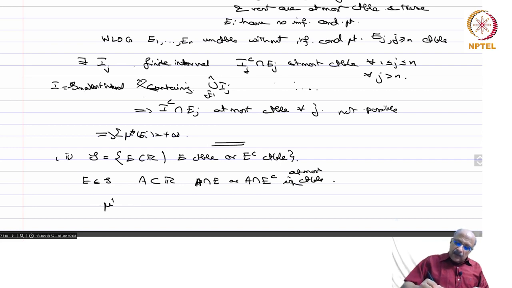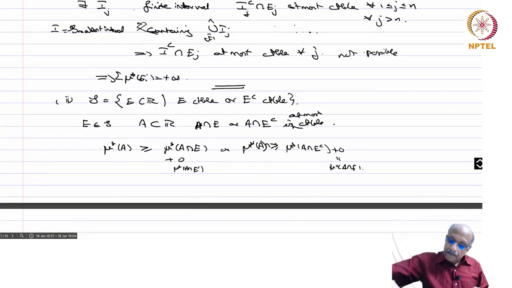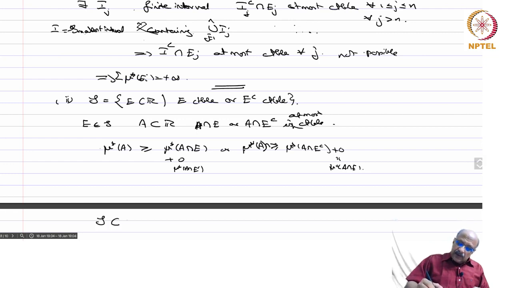And therefore mu star of A is greater or equal to mu star of A intersection E plus 0, or mu star of A is greater than or equal to mu star of A intersection E complement plus 0, and the 0 is mu star of A intersection E complement, and this is mu star of A intersection E. So S is contained in S bar, the mu star measurable sets.